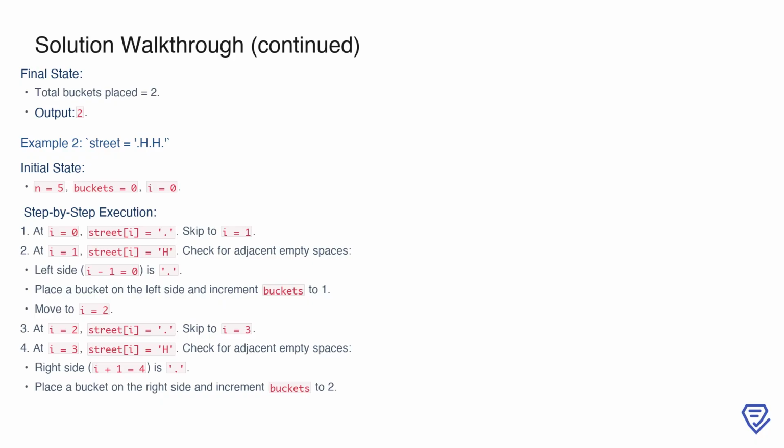Next, at I equals 2, the character is an empty space, so we skip to I equals 3. At I equals 3, we find another house. Checking its adjacent spaces, the right side at I plus 1 equals 4 is empty. We place a bucket there, bringing the bucket count to 2.